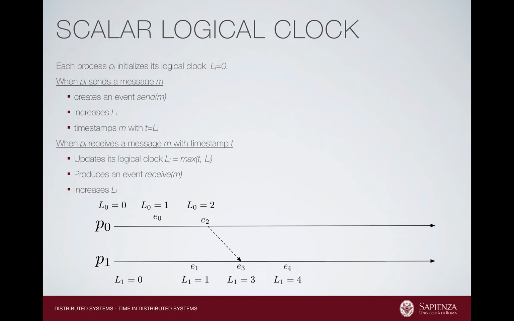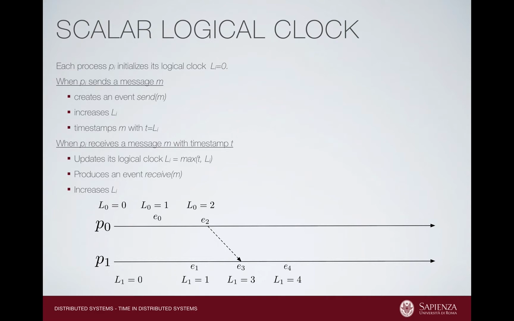And the same thing happens with process P1 that starts with 0, then it creates event E1 that is a send that we are not showing, so it's sending something to someone that is different from these two processes. And what it does is just increase its logical clock by one. And then we have the receive rule, that is the thing that you do when you receive a message.